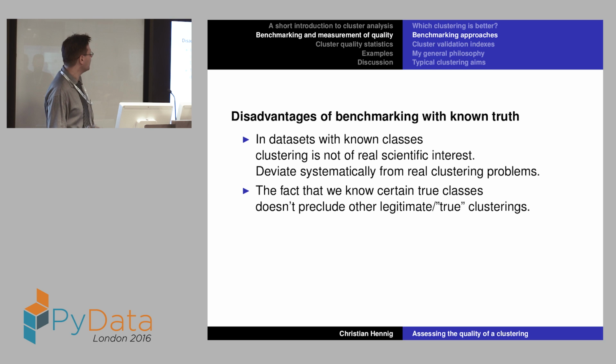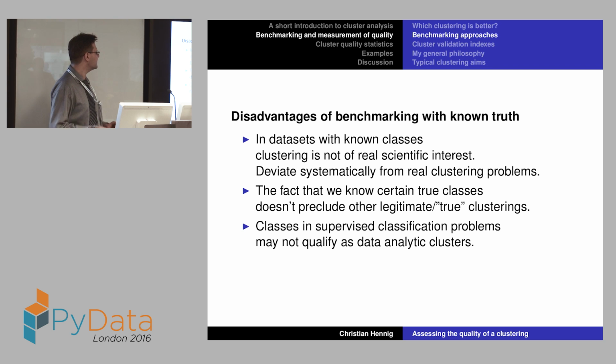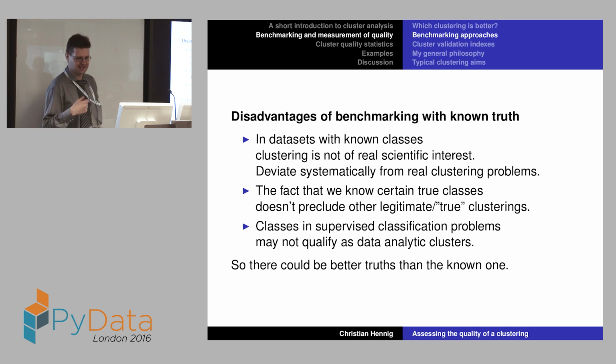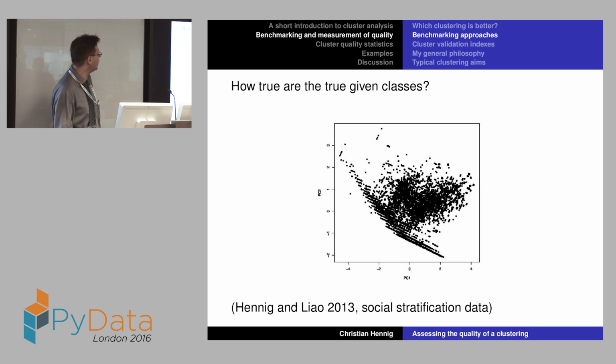However, the fact that we know certain true classes doesn't preclude other legitimate or true clusterings, right? So if you know a certain clustering on the dataset and a method finds you another one, it may be that this other one makes sense, right? And it would then not be a fair thing to discard the other method because you learned something interesting about the dataset from the other method that you didn't know before. And also, classes in supervised classification problems may not qualify as data analytic clusters, so you may not expect a clustering method to find them. So in summary, there could be better truths than the truth we actually know. And I give you an example for this.